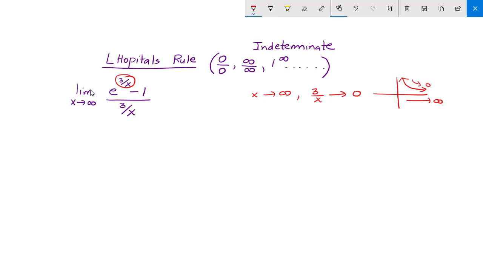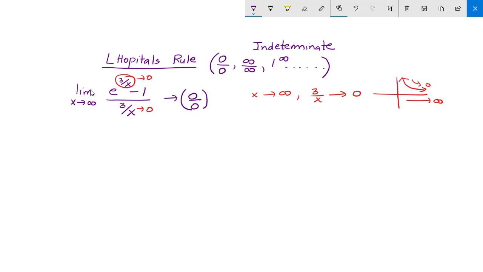So this part goes to 0, and similarly 3 over x here goes to 0. So overall e to the 0 is 1. So overall what's happening is this function is going to 0 by 0 form. So very good. We can use L'Hopital's.